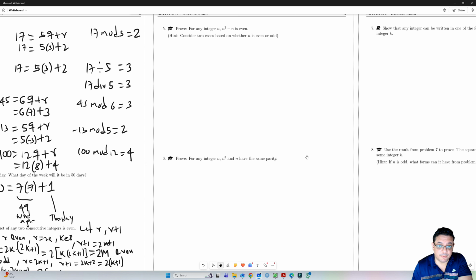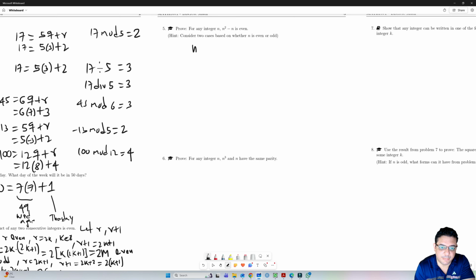Now let's go to question number 5. It says prove that n squared minus n is even. Notice that n squared minus n, if I factor this, is n times n minus 1. And this is just two consecutive numbers. So this is the product of two consecutive numbers.